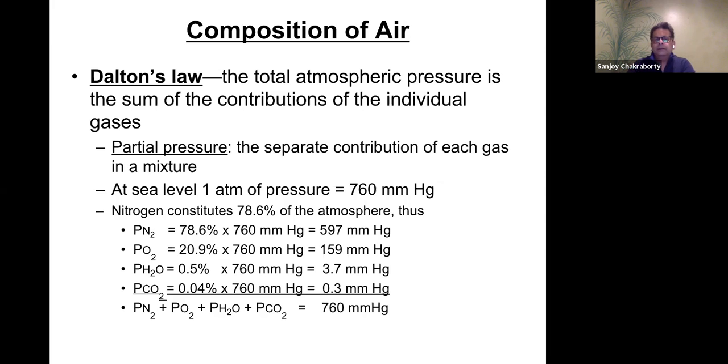Same thing here. We talked about how at sea level, the pressure of air is 760 millimeters of mercury. Out of that, nitrogen is responsible for 78.6%, so 597 millimeters of mercury. Oxygen is responsible for 20.9% of that, and so on. We are interested in this number, 159. So oxygen in the air is 159 millimeters of mercury.